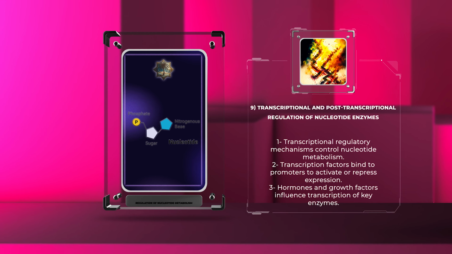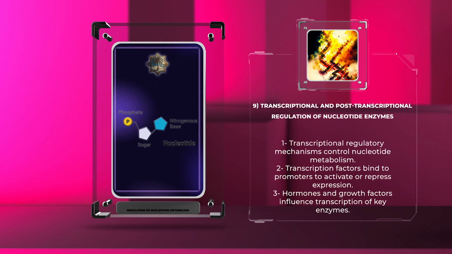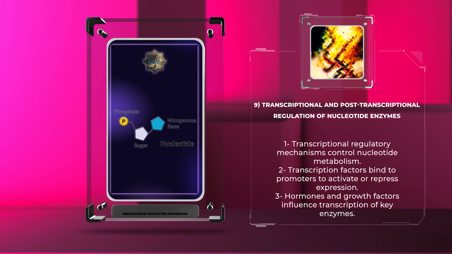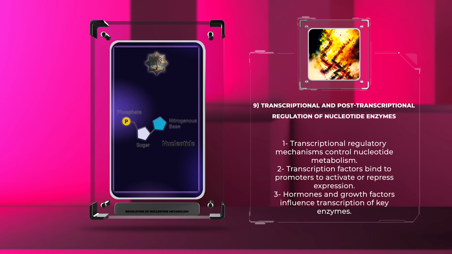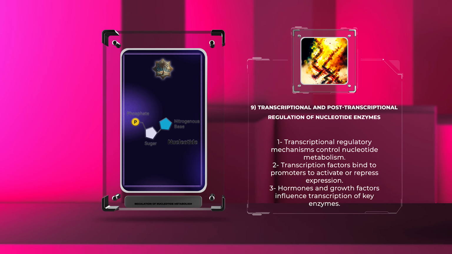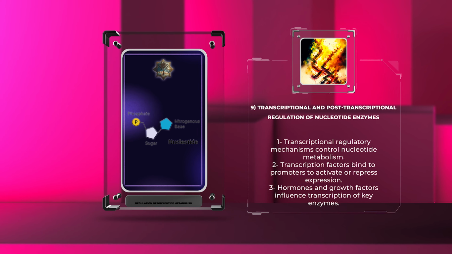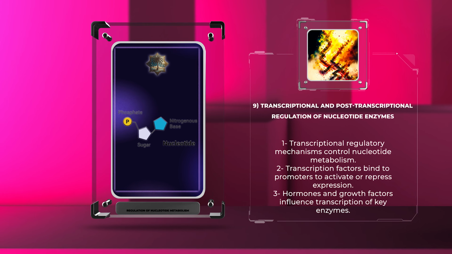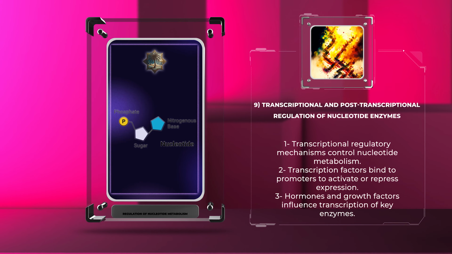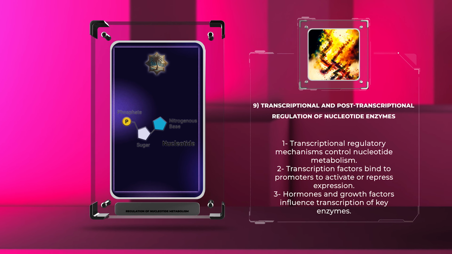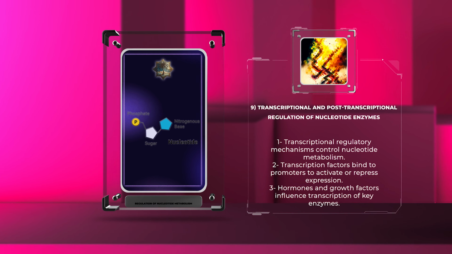The regulation of nucleotide metabolism extends beyond miRNA-mediated post-transcriptional control and encompasses a wide array of transcriptional regulatory mechanisms. Transcription factors can directly bind to the promoters of nucleotide metabolism genes, activating or repressing their expression. Hormones and growth factors can also modulate nucleotide metabolism by influencing the transcriptional activity of key enzymes involved in nucleotide synthesis and degradation. The integration of transcriptional and post-transcriptional regulatory mechanisms enables precise control over nucleotide metabolism in response to varying cellular demands.